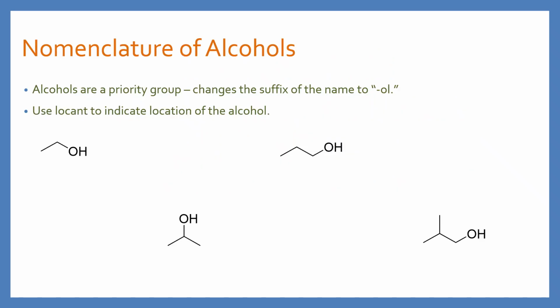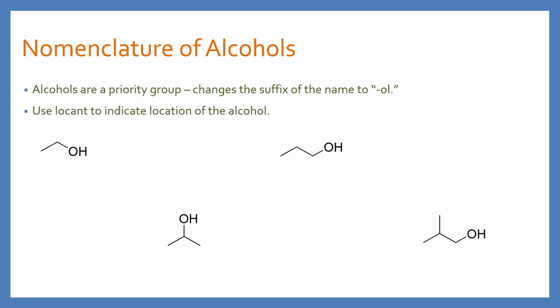In the nomenclature of alcohols, alcohols are a priority group. This is the first group that we've seen that actually takes priority over anything else on the molecule. This changes the suffix of the name to -ol in place of the -e suffix we had been using for hydrocarbons. And then you use a locant to indicate the location of the alcohol. So let's take a look at these practice molecules below.